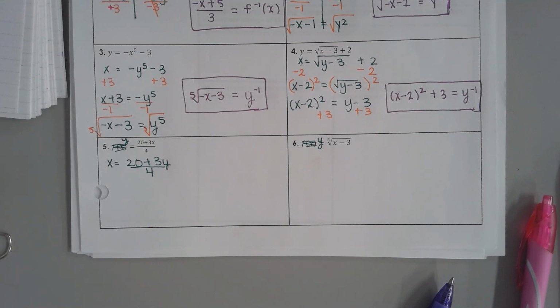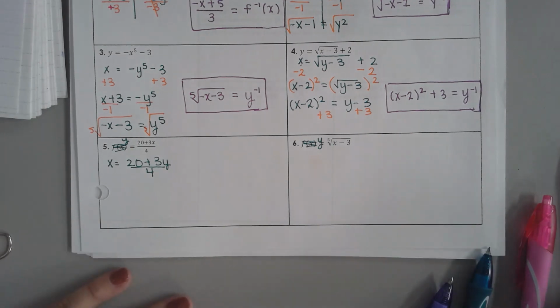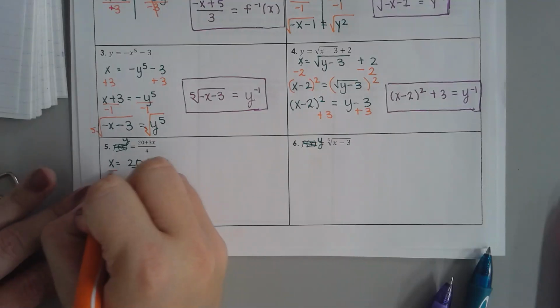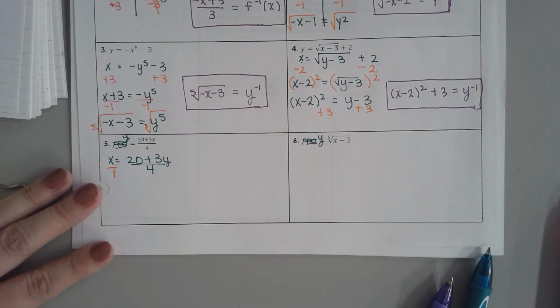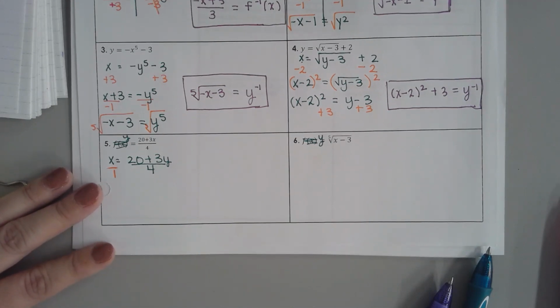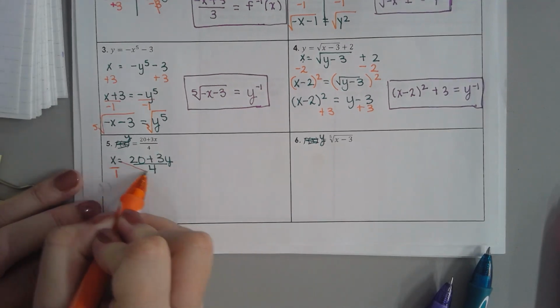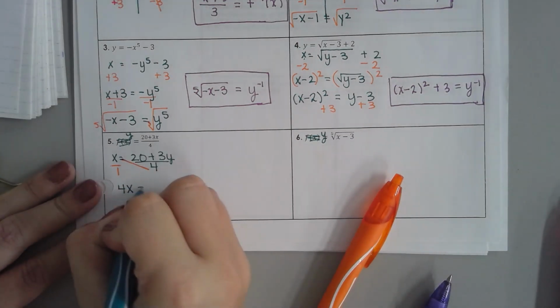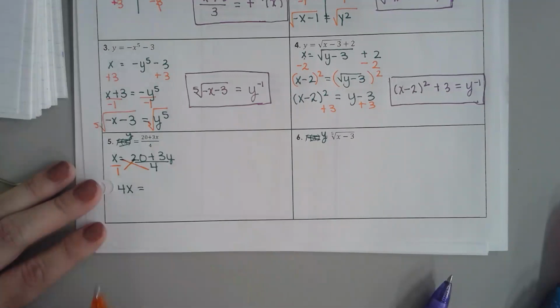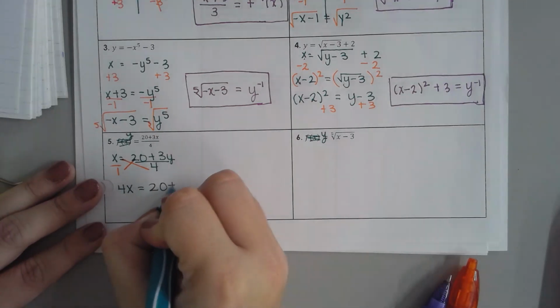Now, when you have a fraction on one side and you're trying to solve equations, there are a couple of ways to go about it. The way that makes the most sense for most people is to make this side a fraction, put a 1 under it, and then cross multiply. You learned about cross multiplying, you're used to that. So what's 4 or x times 4? 4x. And if you multiply anything by 1, it's just the same. So 20 plus 3y.